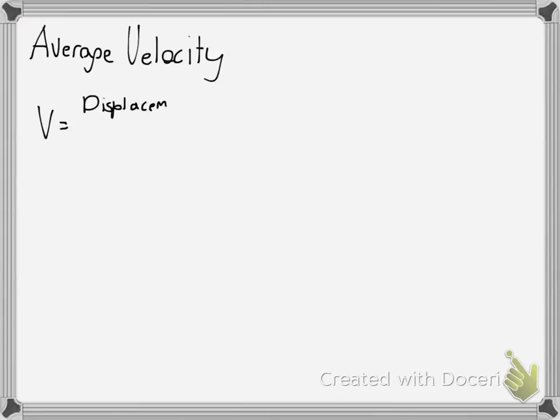Okay, average velocity. So our average velocity equation is our displacement divided by time. So our final position minus our initial position, divided by time.